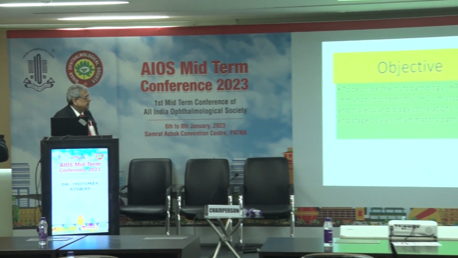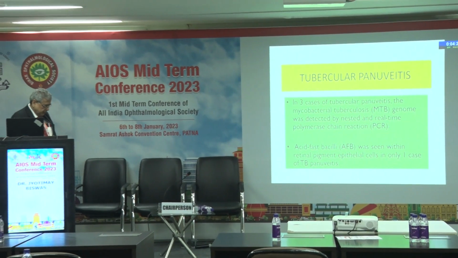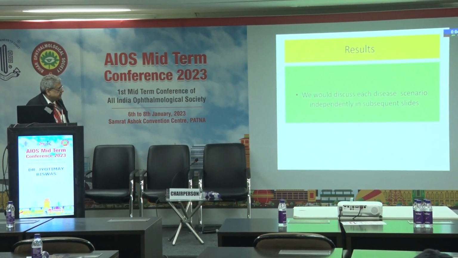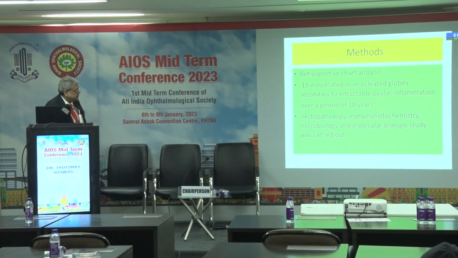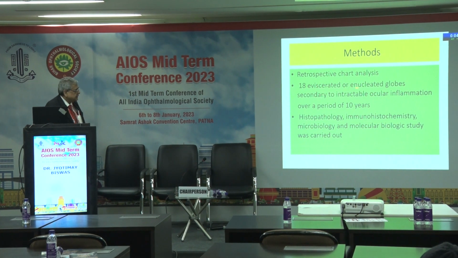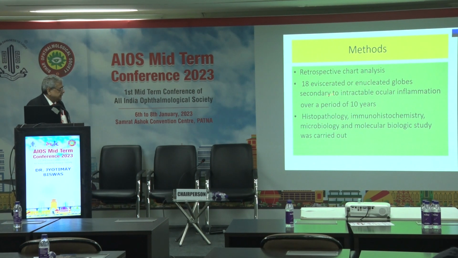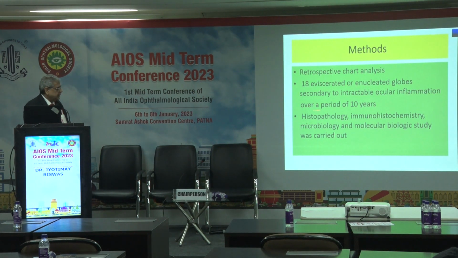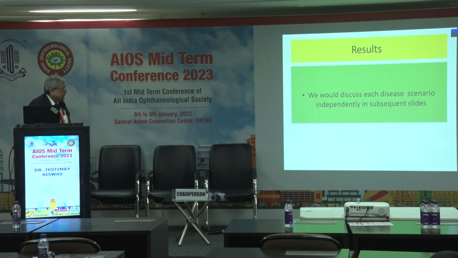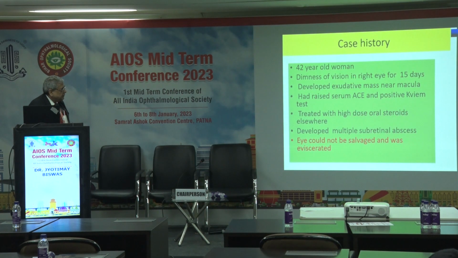We describe the histopathology, immunohistochemistry, and molecular biologic study, and a retrospective chart analysis of 18 eviscerated or enucleated globes secondary to intractable ocular inflammation over a period of 10 years that we collected, and we did that study. I will discuss each case scenario independently in subsequent slides. First is the tubercular uveitis.